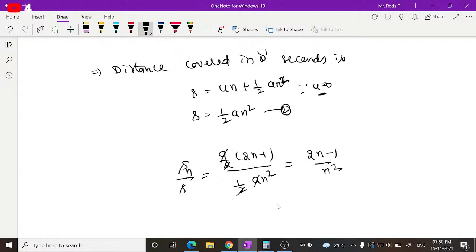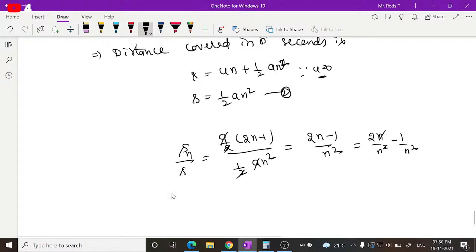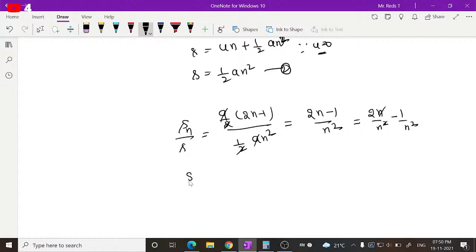But in the options they have given separate terms. So we have to take this as 2n by n square minus 1 by n square. If we take, then n gets cancelled here, we get 2 by n minus 1 by n square. So therefore this ratio can be further expressed as Sn by s is equal to 2 by n minus 1 by n square. So now we can choose the options accordingly. 2 by n minus 1 by n square is given in the first option.